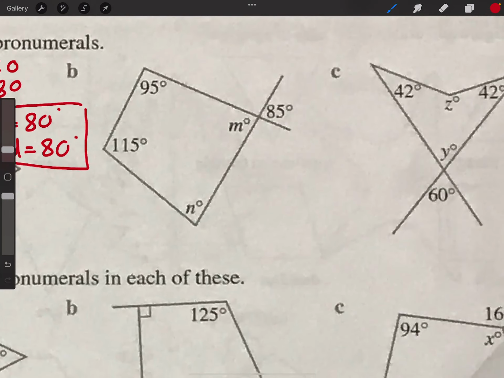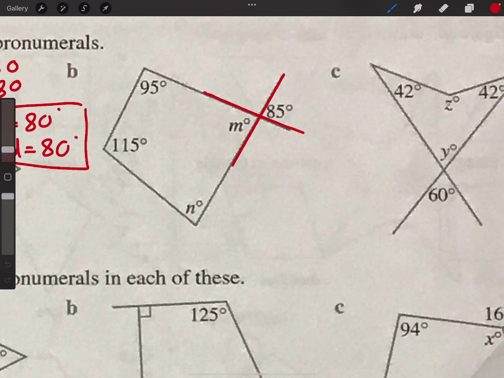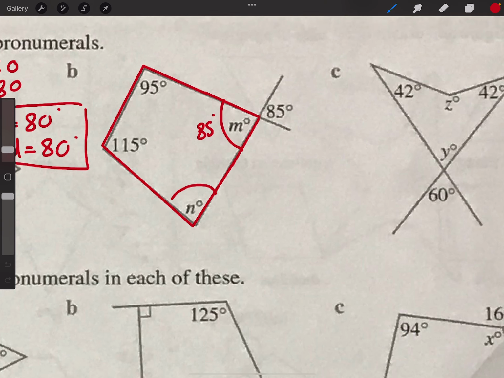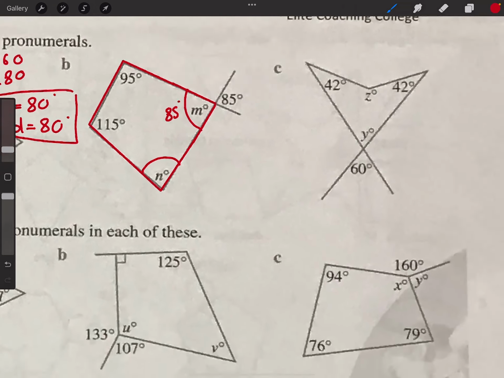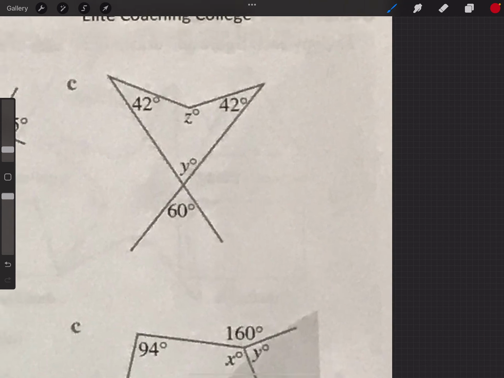Alright, let's look at this one here. You can see here we got two straight lines. This is 85 degrees, which means this should also be 85 degrees. And if you can find that that's 85 degrees, you can work out the letter N. Make sure N plus all of these ones make 360, that's all. Now let's look at this one. If this is 60, this must also be 60, and now you can get angle Z.